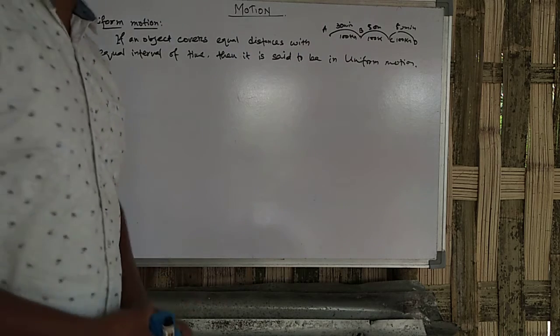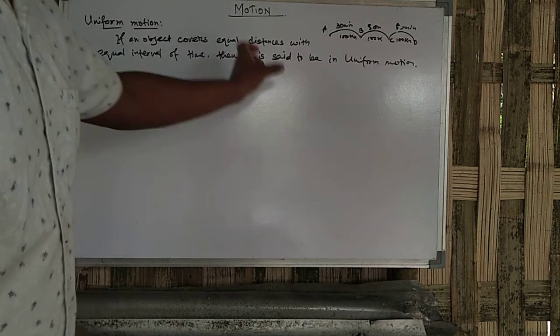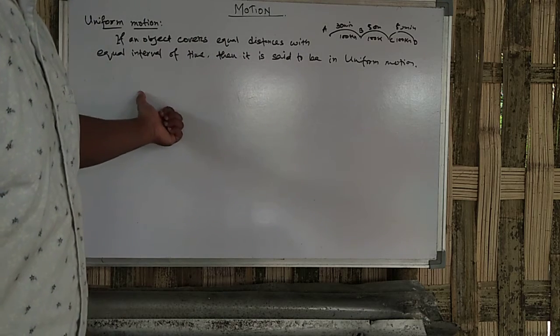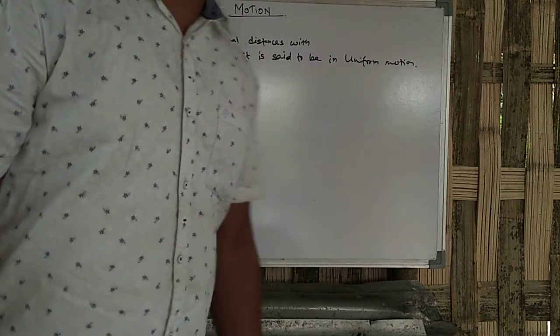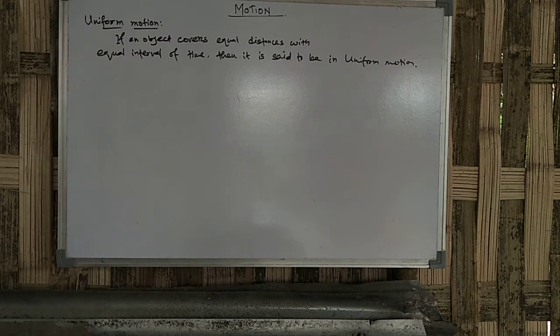So what is non-uniform motion? If an object covers unequal distance with equal interval of time, then it is said to be non-uniform motion. Generally, motion of a bus, motion of a bicycle is non-uniform motion.